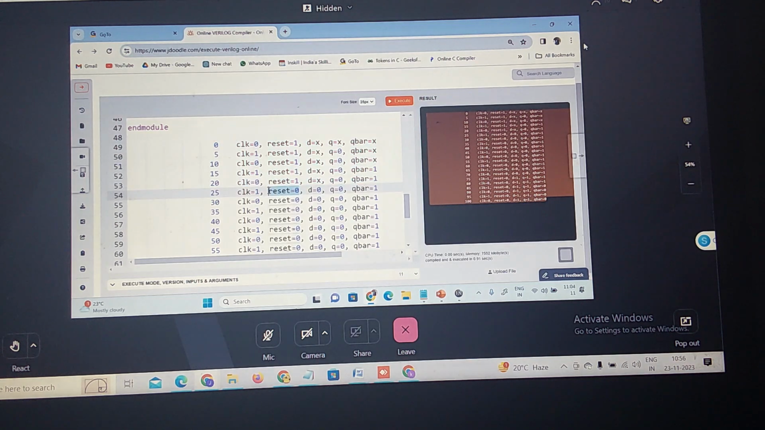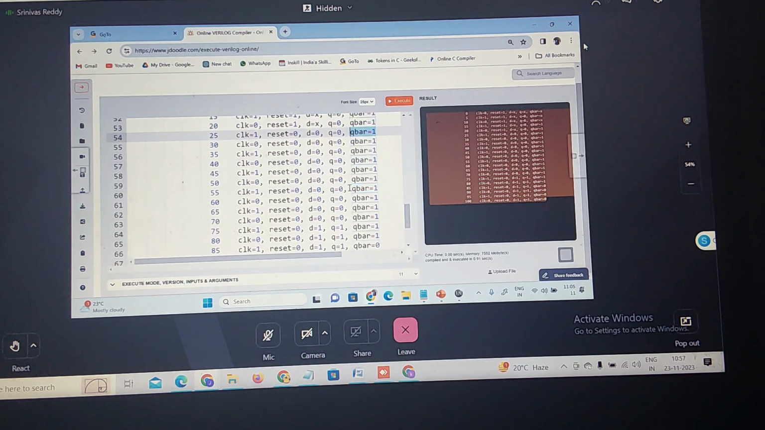So when reset is equal to 0, what are we doing? When reset is equal to 0, Q follows the D. Now Q follows the D and Q bar is equal to 1. Are you clear? Were you able to understand this?